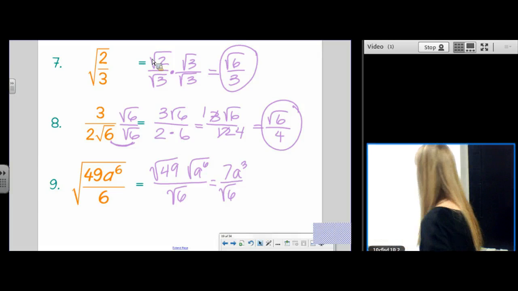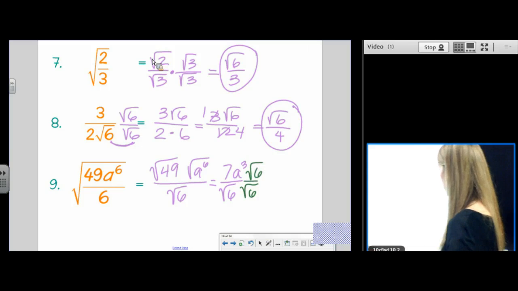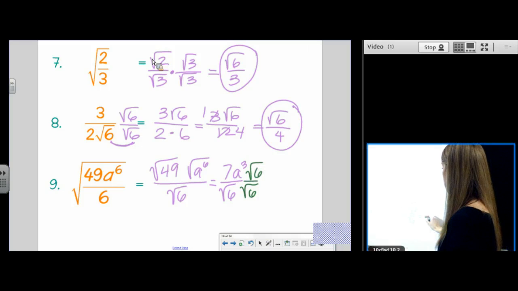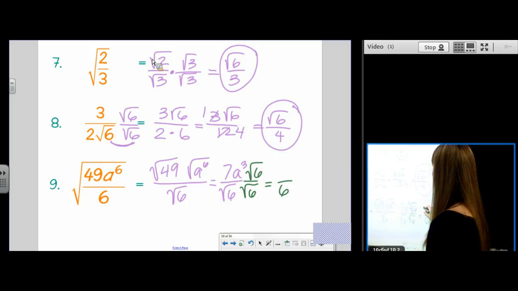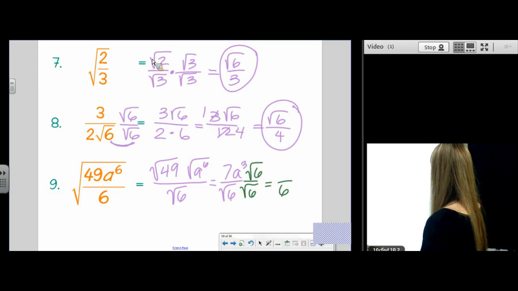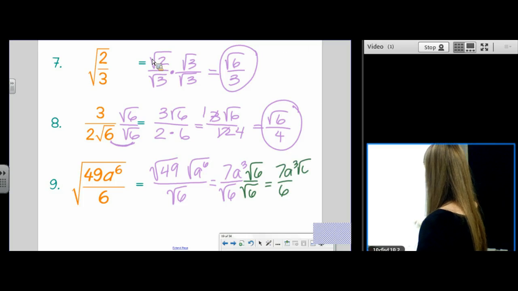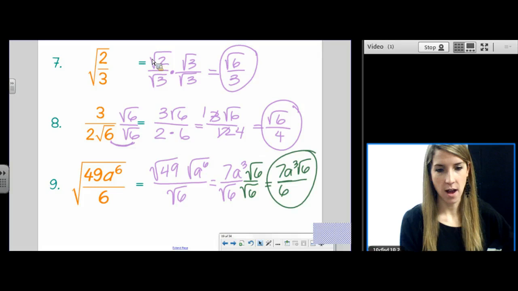And now I have to rationalize the denominator because that root 6 is not welcome there. Square root 6 times square root 6 is plain old 6. And then we literally have 7a cubed root 6 in our numerator. And that is the final answer on number 9.